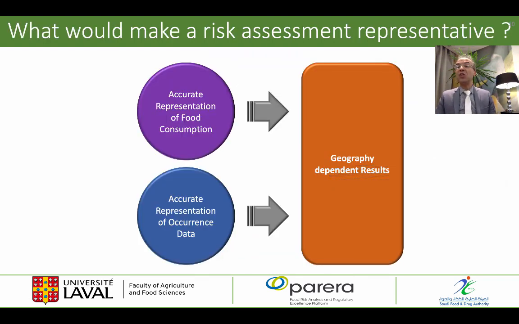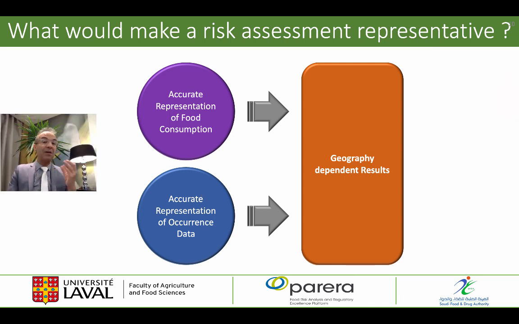The exposure assessment is generally the result of two elements. First of all, the occurrence of the hazard in the food. If we take the example of chemical contaminants, such occurrence will be highly dependent on the way foods are produced, the way the environment is polluted or not, the way methods of production are applied, the way methods of processing are also applied. So all that may influence the way chemical contaminants may occur in food products.